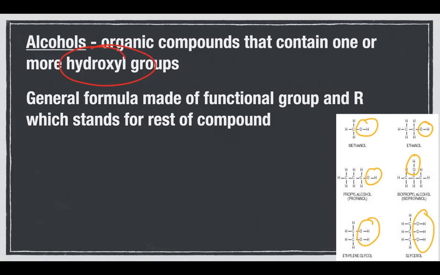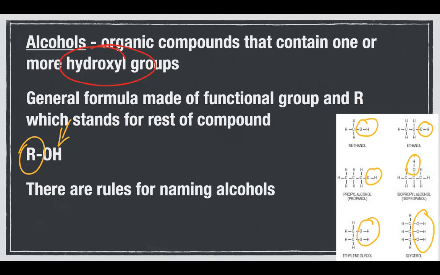Okay, so the general formula for an alcohol would be R-OH. The R stands for basically the hydrocarbon part, so it doesn't matter how many carbons are there. But what we're looking for really is the OH there. And that tells you it's an alcohol. And like everything else, there are rules for naming alcohols.